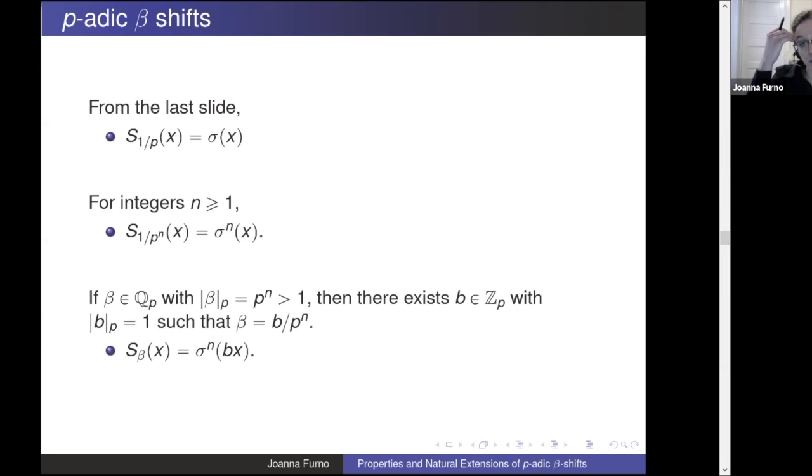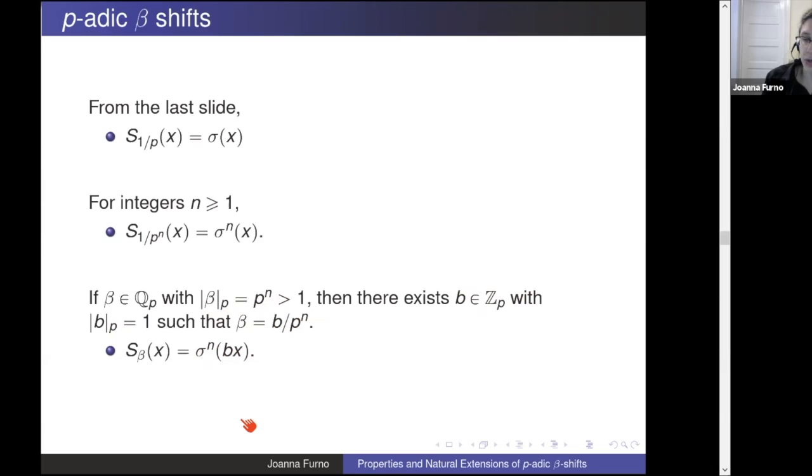And you can even, if you have an arbitrary beta, what's its size? It's going to be some p to the n that's bigger than 1. You can write that beta as something that's a p-adic integer with absolute value 1 over p to the n. And what you really have is this nth iterate of the shift multiplied by your multiplication by b.